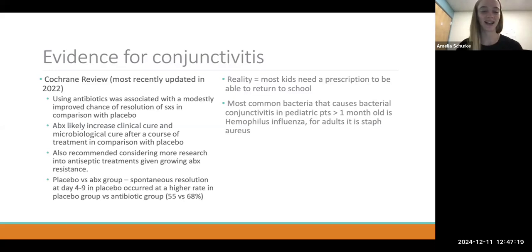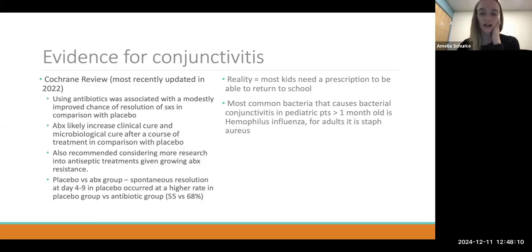And then found this really interesting. Overall, they found spontaneous resolution happened at day 4 to 9 in the placebo group. So in the placebo group, people had spontaneous resolution... What I was trying to say is that the rate of spontaneous resolution is quite similar, 55 versus 68% of the time. So antibiotics didn't bump up the recovery time that much.